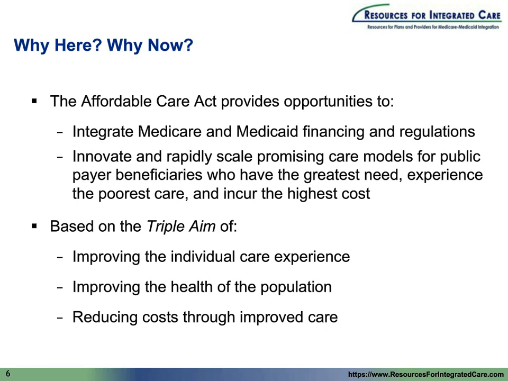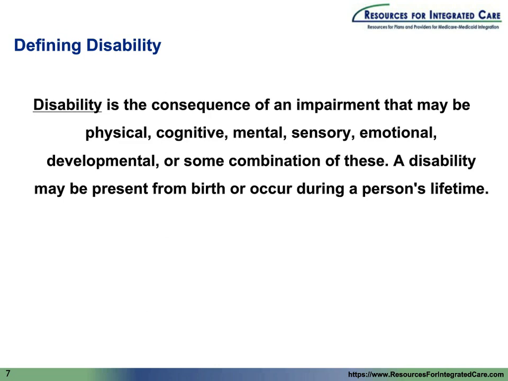The definition of disability we are using throughout this webinar is on this slide. Disability is the consequence of impairment that may be physical, cognitive, mental, sensory, emotional, developmental, or some combination thereof. A disability may be present from birth or occur during a person's life. It is not based on a diagnosis, but on an impairment of function. It's important this be noted. This is a critical component to understand, for the model addresses the functional limitation, not just the medical condition.